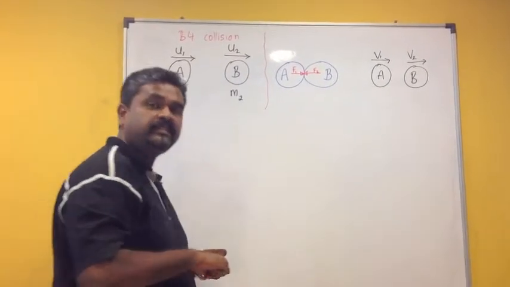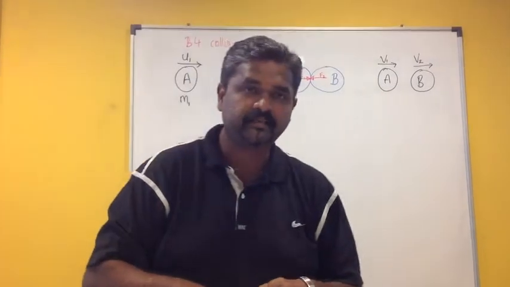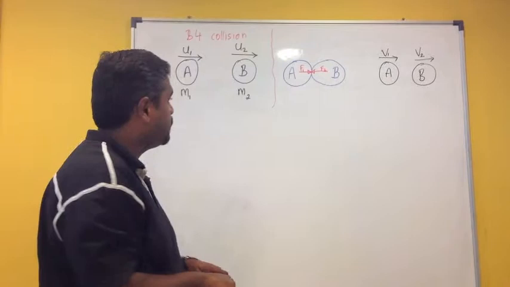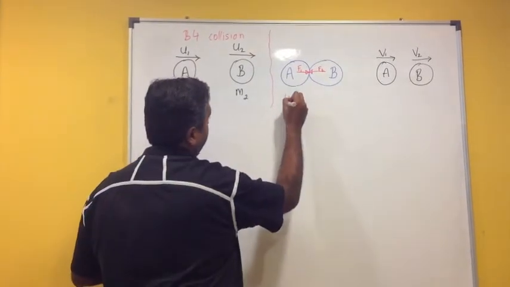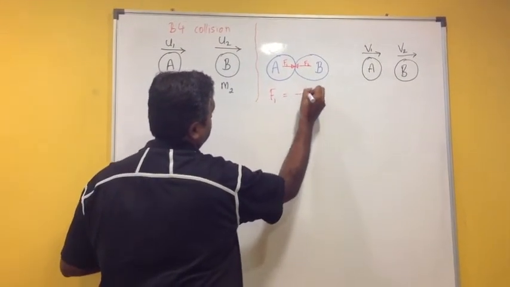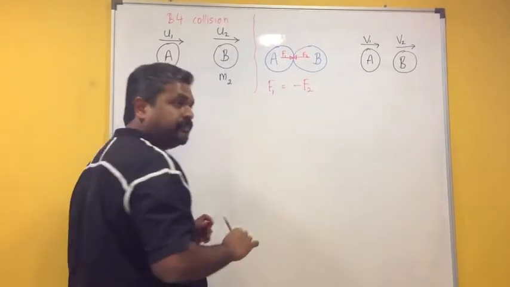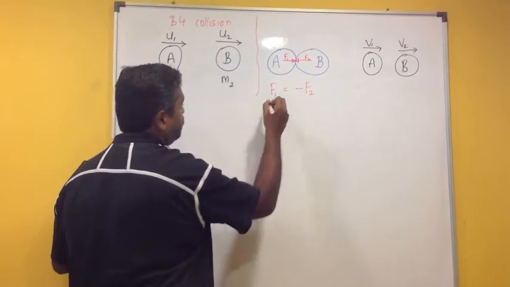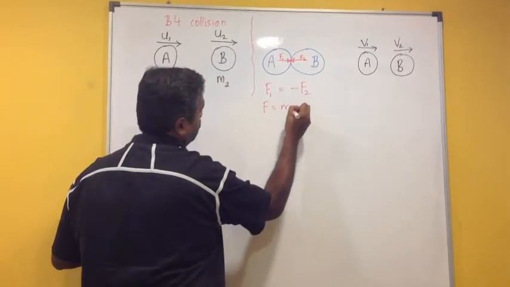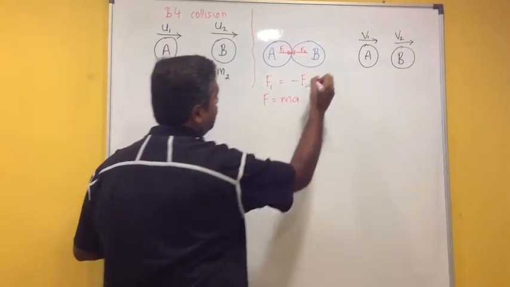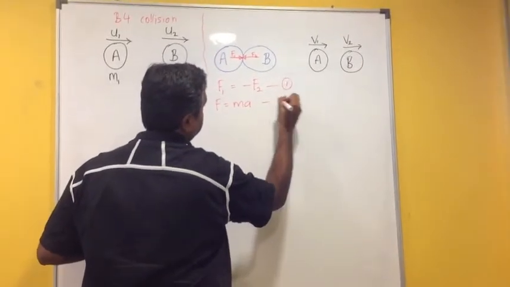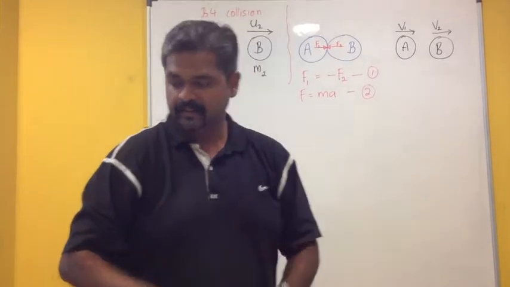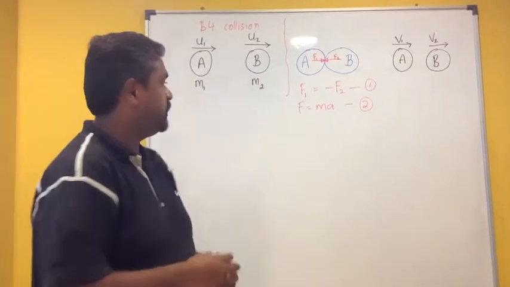Now from Newton's third law of motion, which states that every action has its equal and opposite reaction, we can deduce that F1 should equal negative F2. And from Newton's second law of motion, F equals ma. If this is equation 1 and this is equation 2, let's combine these two equations to see what we can actually get out of this.